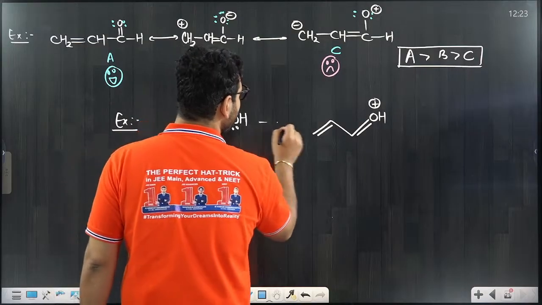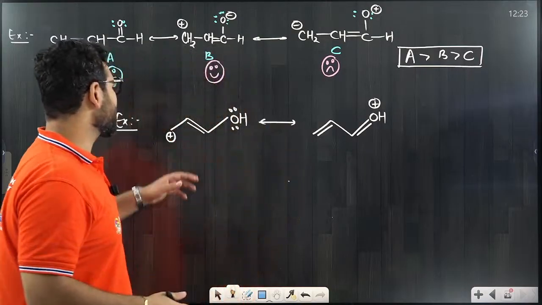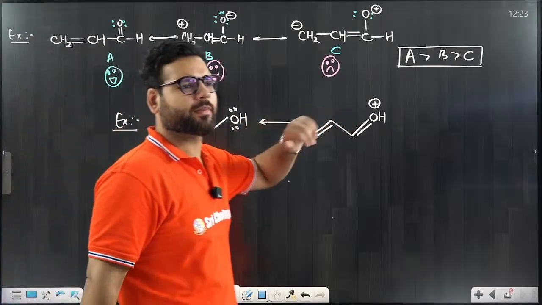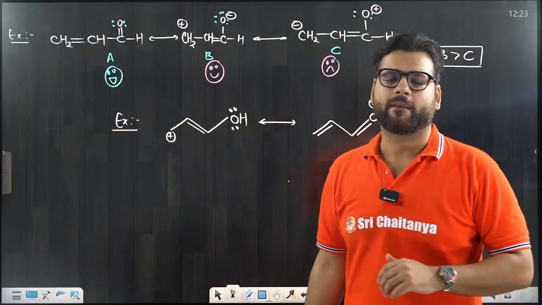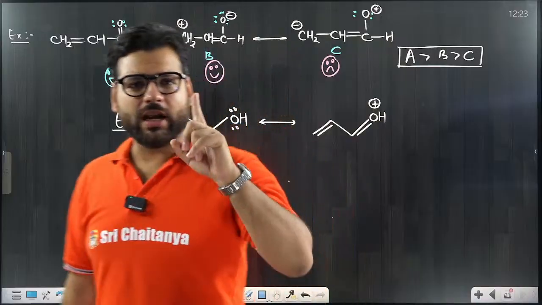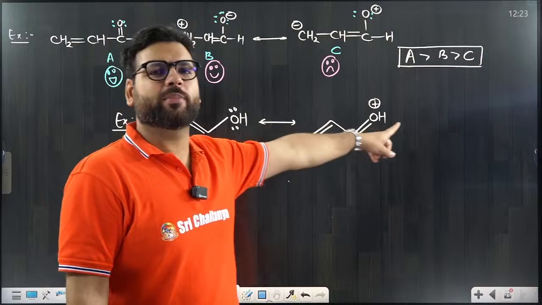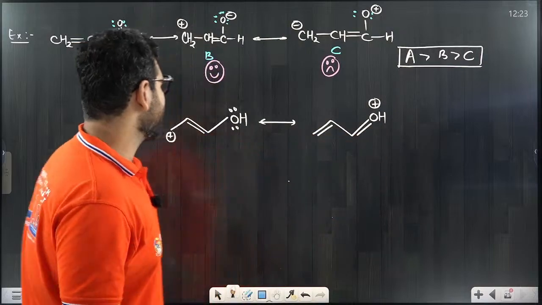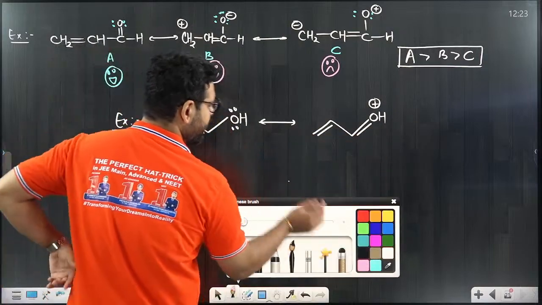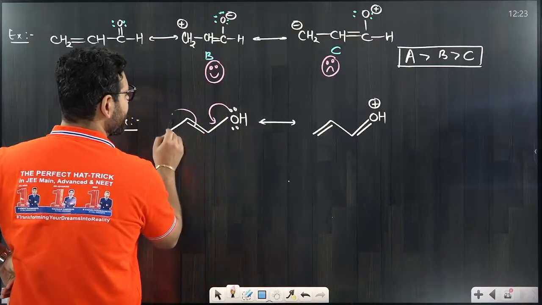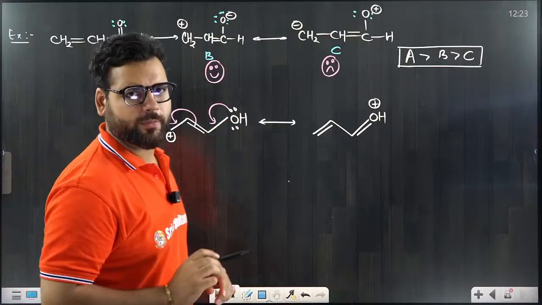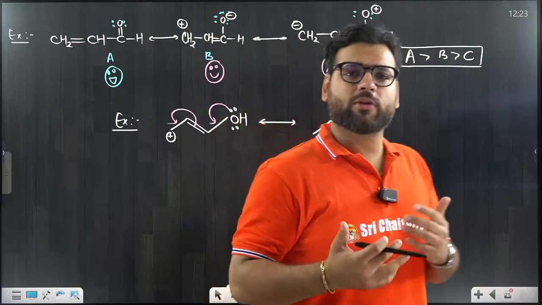If I ask you which is more stable, don't say, sir, carbon is having plus charge here, oxygen is having plus charge. Don't do like that. Other rules are there, no? Start from rule 1. More bonds, more stable. So although oxygen is getting a positive charge, but still this resonating structure is more stable. Why? Because our first criteria was to check the number of bonds or to check the number of complete octets.